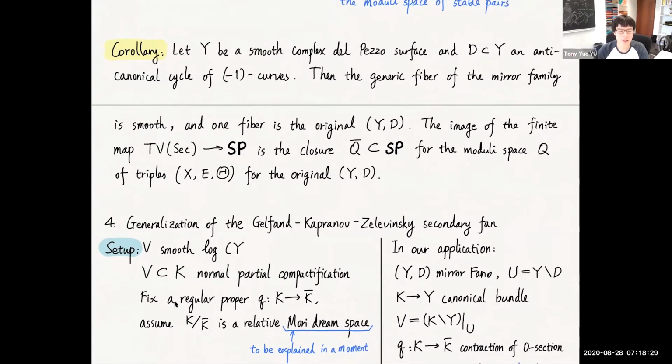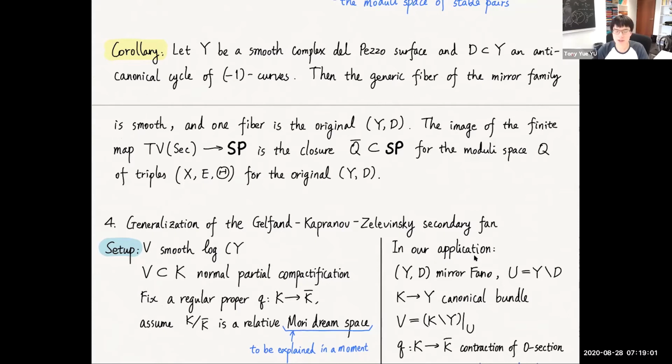Here is our setup. We have V, a smooth log Calabi-Yau, V in K, some normal partial compactification, and we fix a regular proper map q from K to K bar, and we assume that K over K bar is a relative Mori dream space. I'll explain this notion, Mori dream space, in a moment. This is the general setup.